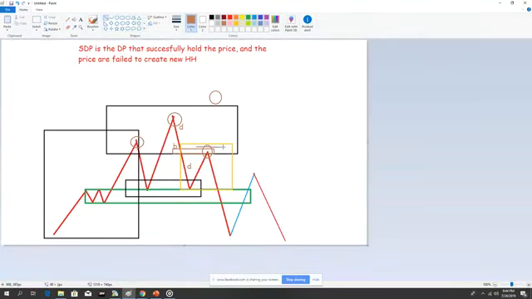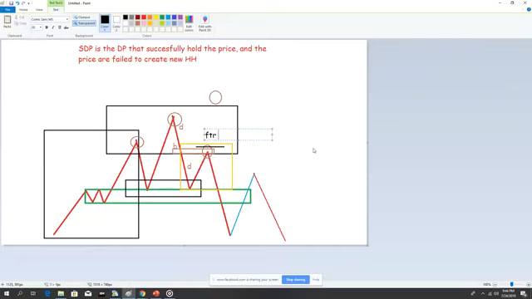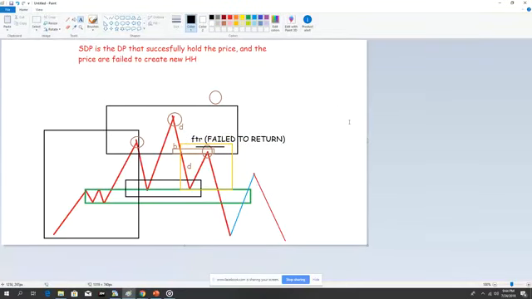Okay, so this area is also called the FTR. FTR, fail to return. The price failed to return to what? The price failed to return to here to create a new higher high. That's why it's the FTR. So this is the SGB.